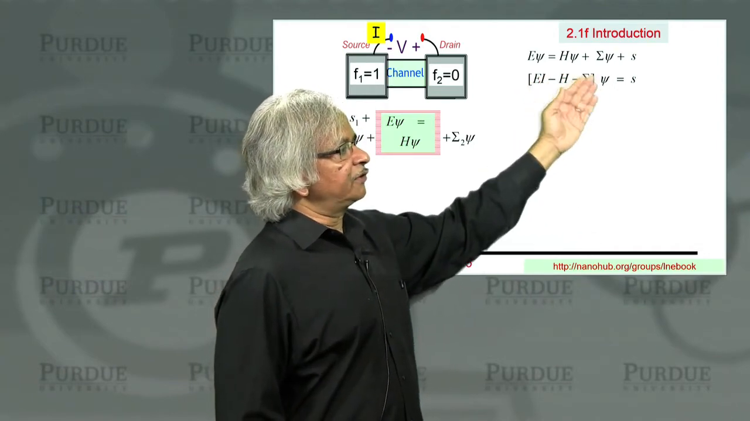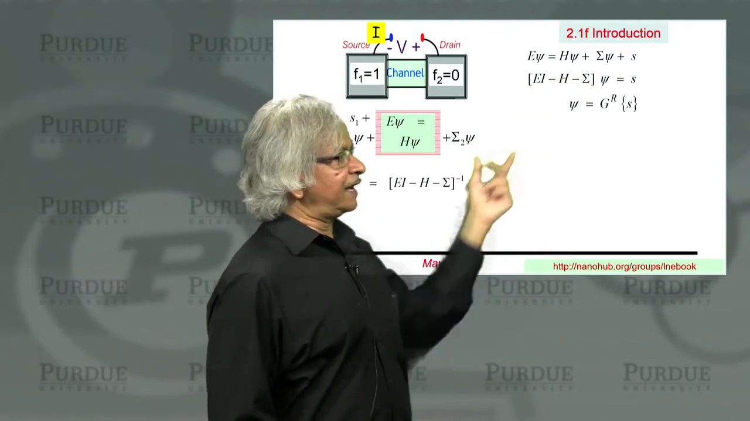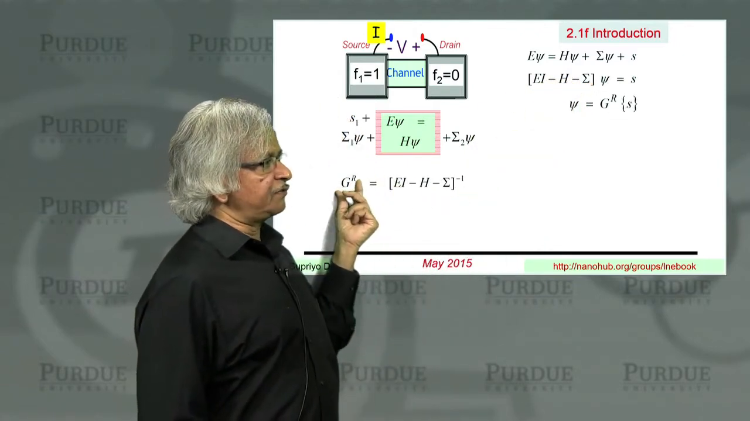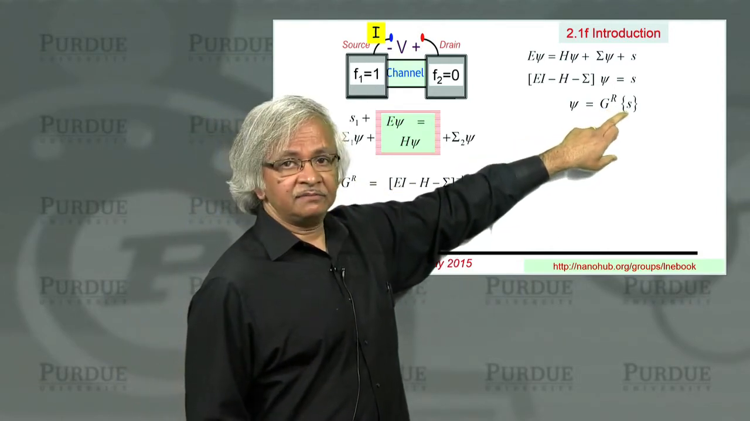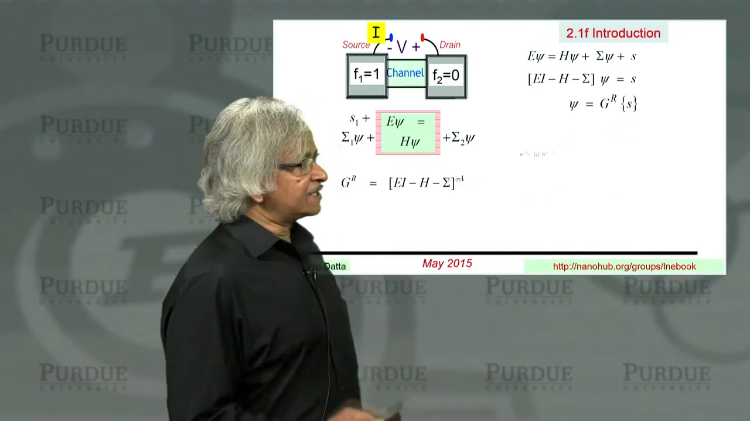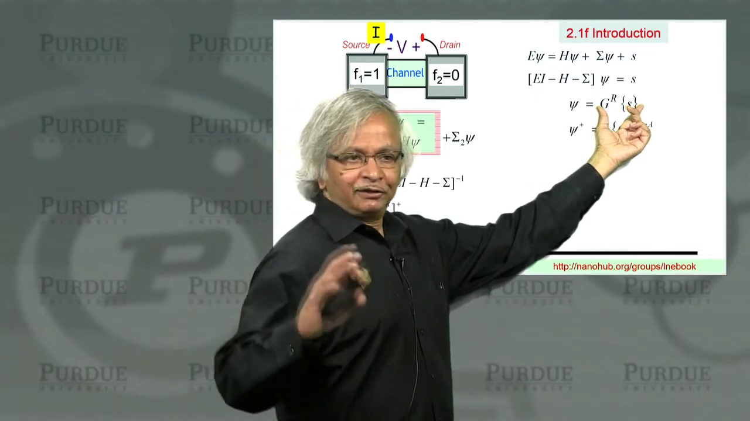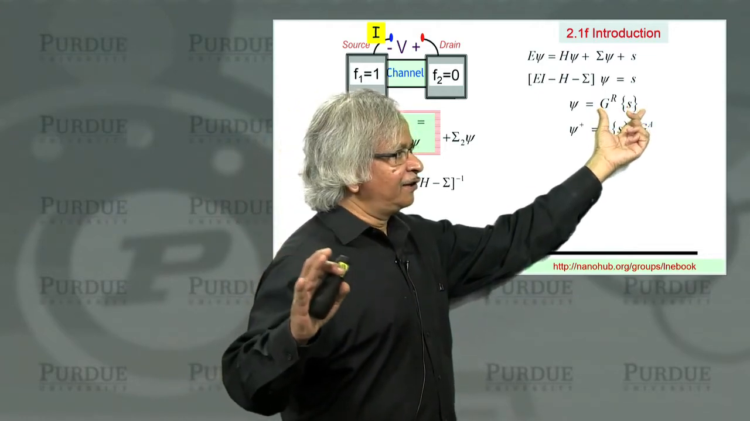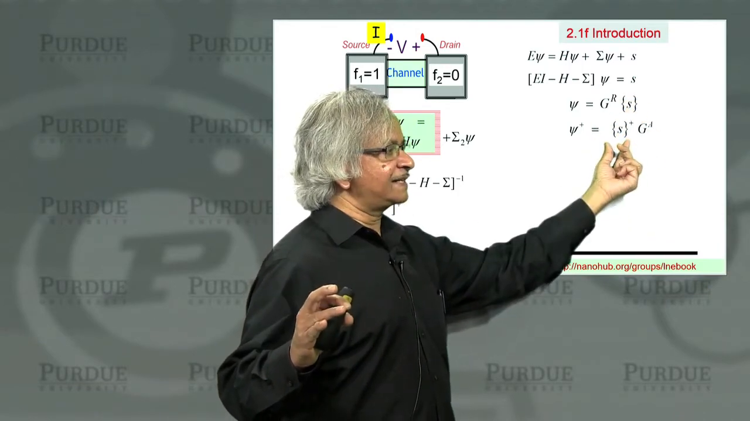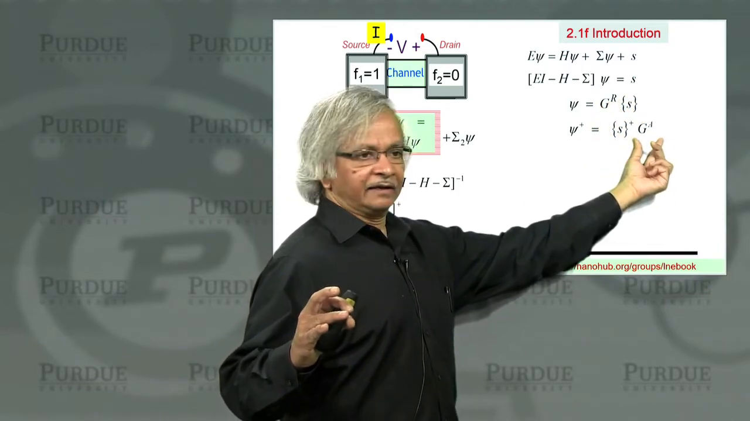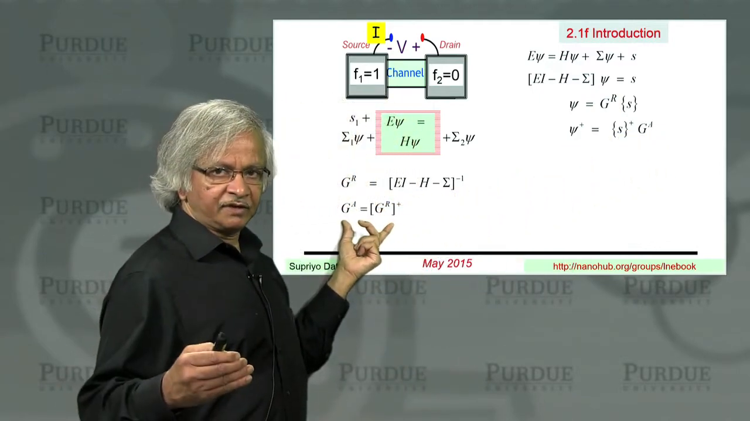So given this, you could write psi in terms of S by taking the inverse of this quantity. That's what's called the retarded Green's function, GR. And psi is equal to that Green's function times S. Now, if you want psi dagger, you have to take the dagger of this quantity. And if you remember from linear algebra, when you take the dagger of this, it gets turned around. So you first have the S dagger and then you have the GR dagger. And the GR dagger is what's called GA, the advanced Green's function.